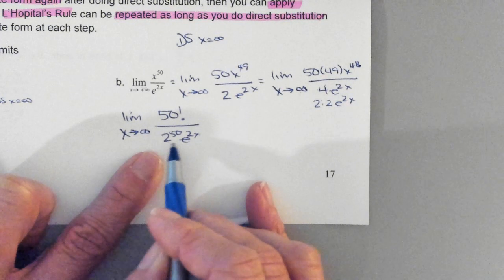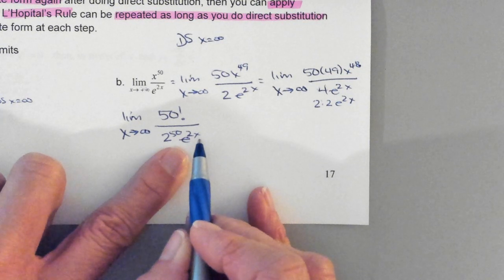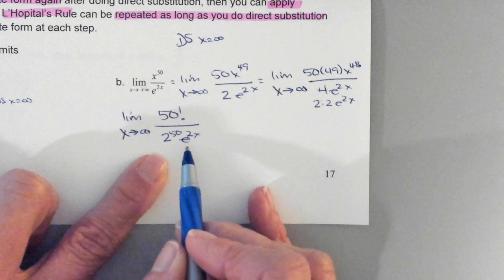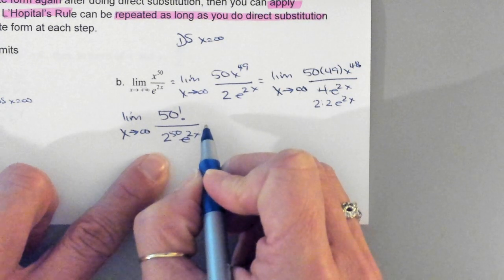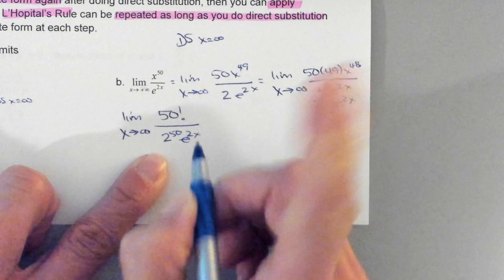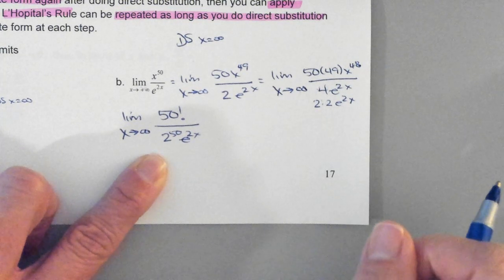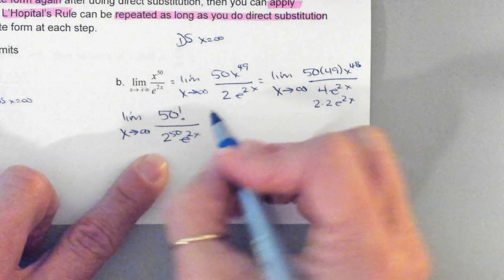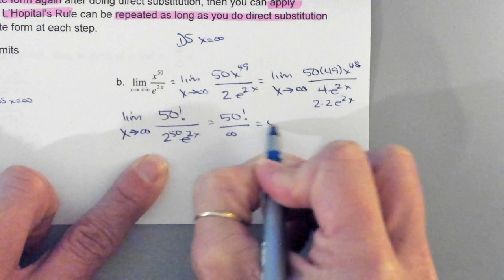Is this big or small? Large, right? And then e to the 2 times infinity. Infinitely large. So that means I basically have 50 factorial, or a number, divided by infinity. Go back to the top. What is a number divided by infinity? Look at your concept check. 0. Does that make sense? Yes. Because you have 50 factorial divided by infinity, which is going to be 0.